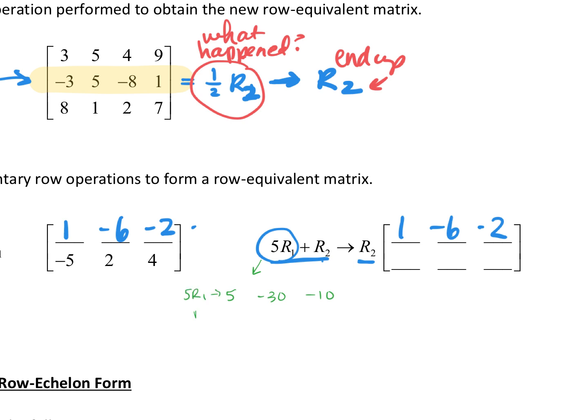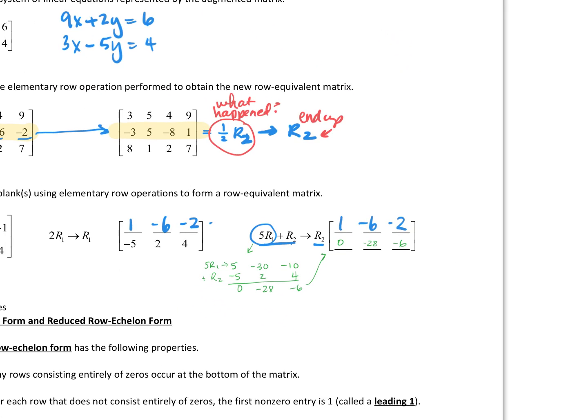And then it says to add row 2. Well, row 2 was -5, 2, and 4. So what do I get when I add it? 0, -6, -6. And that's going to land over here. Is that okay? Yes.